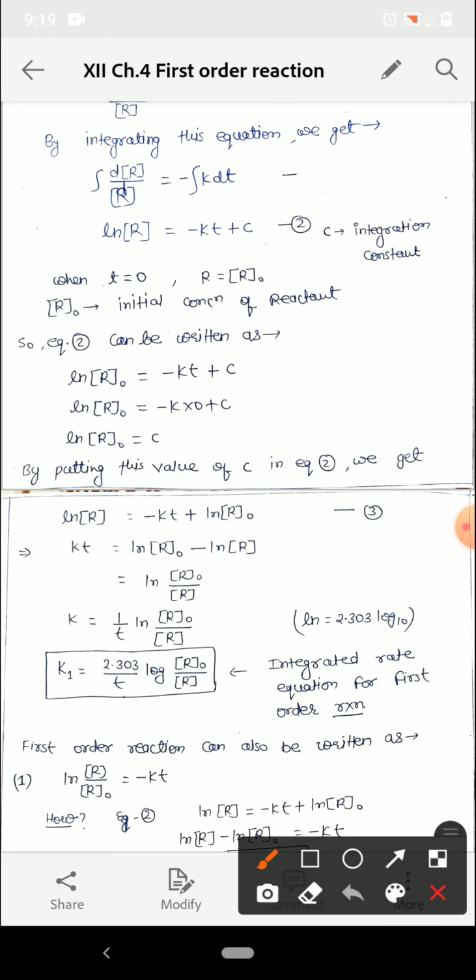I hope you understood how this equation is derived. So the final equation is k is equal to 2.303 upon t log R naught upon R. It is the integrated rate equation for a first order reaction, and it is very important.